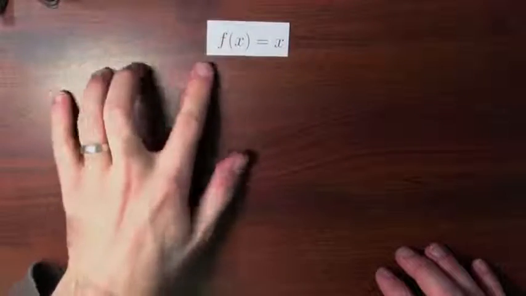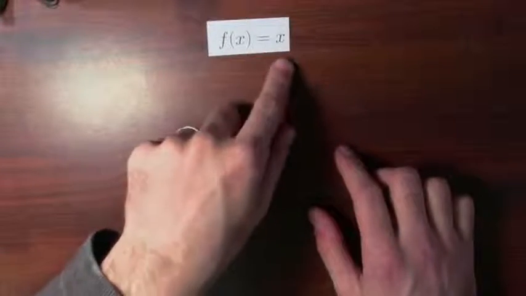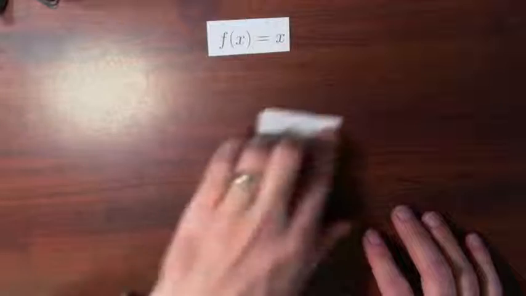Functions are going to be the main star of the course, so we should be building up a repertoire or a library of functions that we might be interested in studying. Here's the first function in our library, f of x equals x, the identity function. Whatever you plug in, this function outputs that same thing.